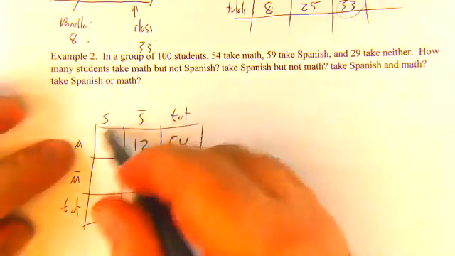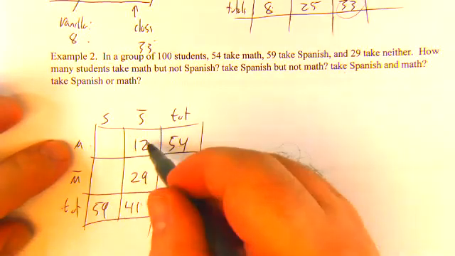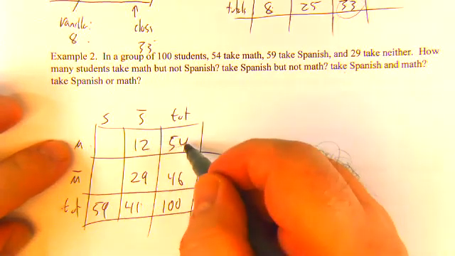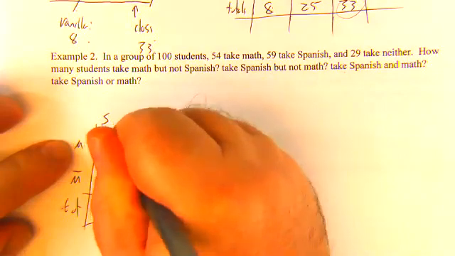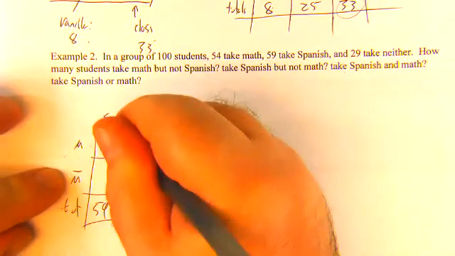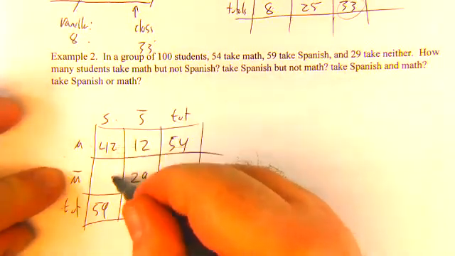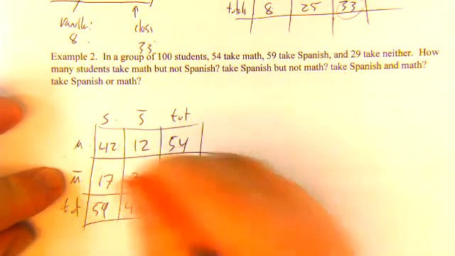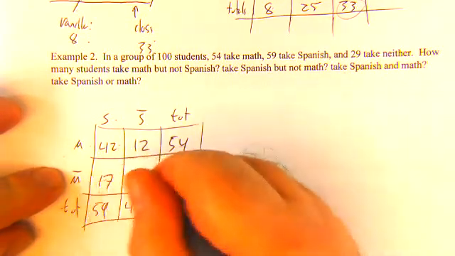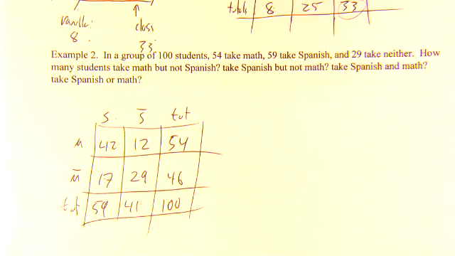So how many people are taking math and Spanish? Well, what plus 12 is 54, and that would be 42. So how many people are not taking math, but are taking Spanish? 42 plus what equals 59, that's 17. And there's a check, 17 plus 29 is in fact 46. So there's our table. Now we can answer all these questions.